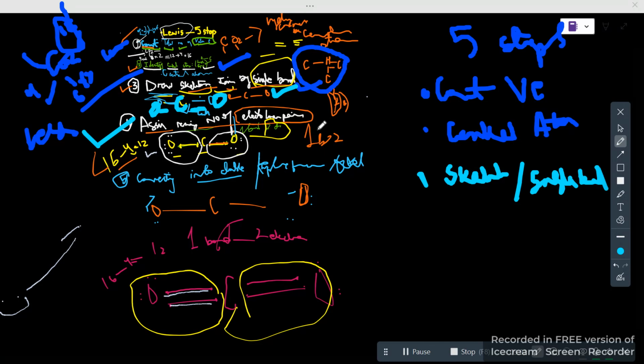The fourth step was assigning the remaining electrons as lone pairs. If I make this structure, carbon is attached with oxygen. One bond has 2 electrons, so these are 2 bonds, which means 4 electrons. So 16 minus 4, you find 12. So 12 was still remaining. How do we assign them? By making a dot structure on both sides. You know that oxygen gets 8 on both sides, which I have discussed in great detail.